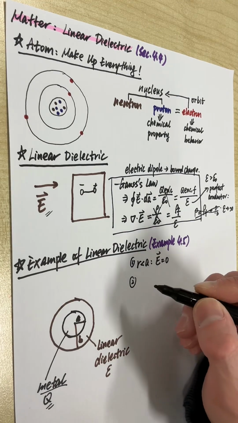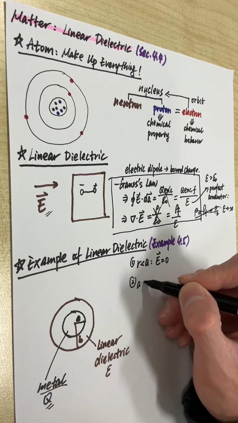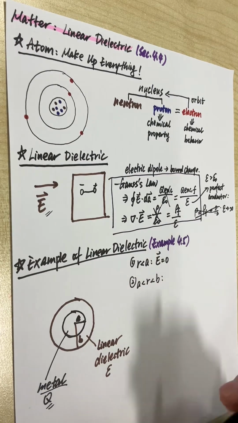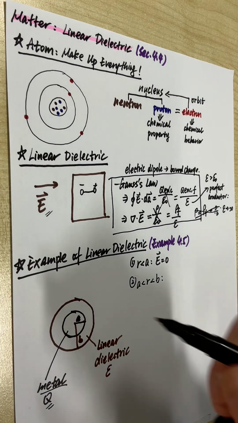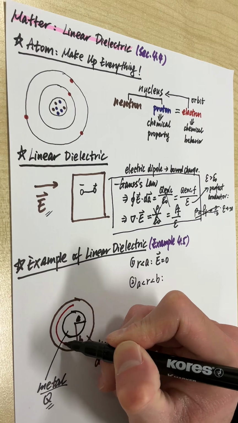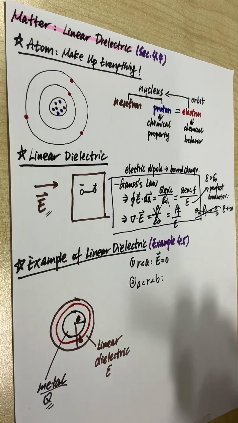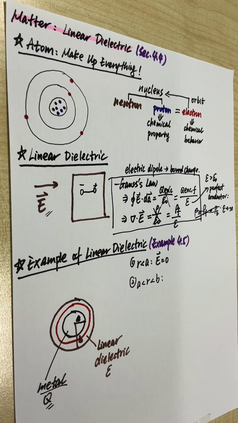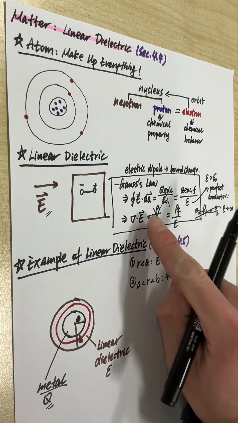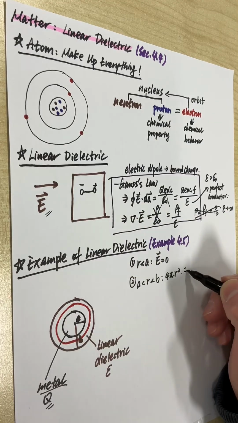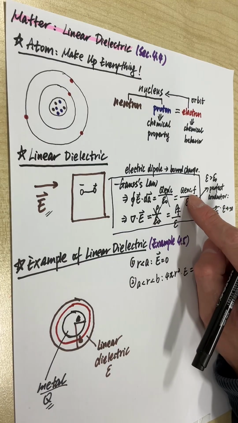And then second, inside of the linear dielectric, so r is between A and B. How do we calculate the electric field? We find a Gaussian surface that's parallel to the metal surface. So we have 4 pi r squared, that's here, multiplied by E. So total area times electric field equals the total free charge enclosed.